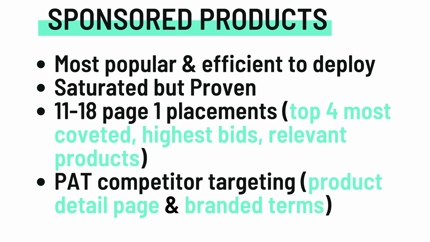You can also do product targeting and competitor targeting. So basically when you're on someone's listing, you can do pay-per-click targets there, which are sponsored products from other brands basically. And that can be done both with product detail page and or branded terms, how you can target competitors.